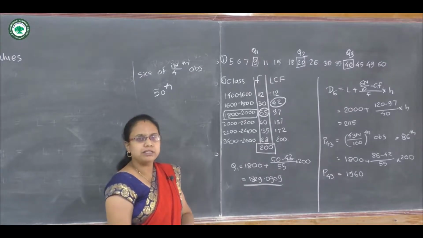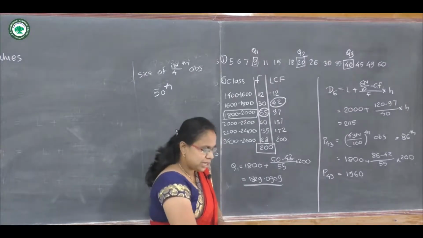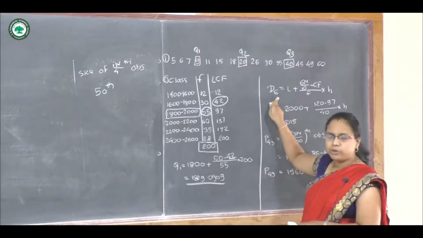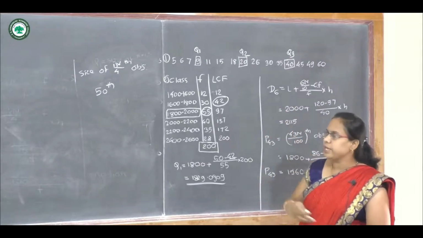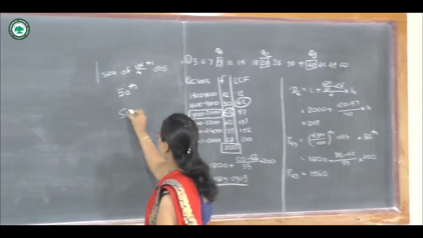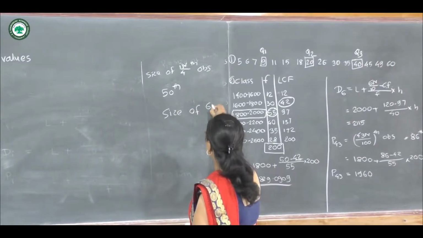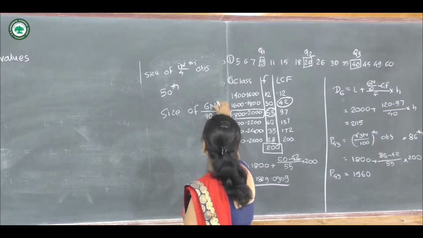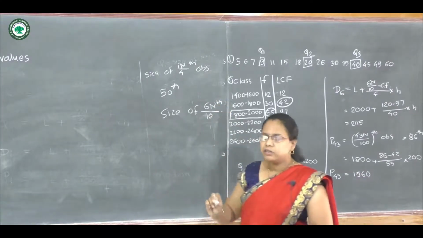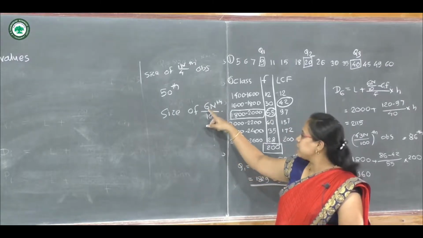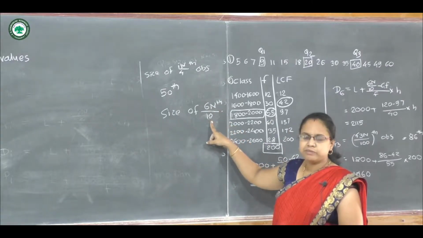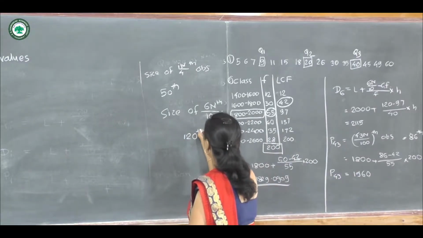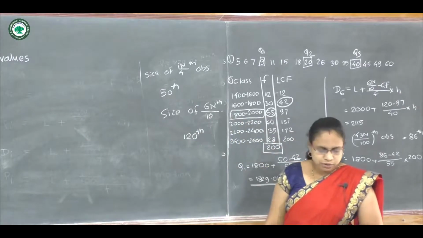Similarly we can obtain the remaining quartiles also. But let's see how to obtain the decile and percentile. To obtain D6, first we have to obtain the size of 6 into n upon 10th observation, because we are obtaining a decile, so the denominator is 10. So 6 into 200 upon 10 gives us the size of 120th observation.